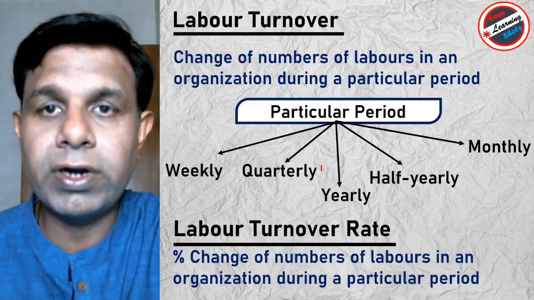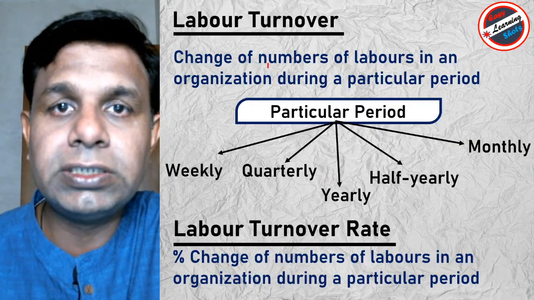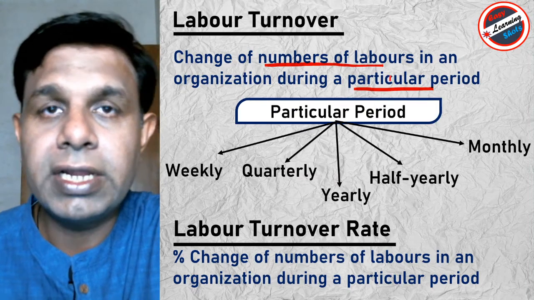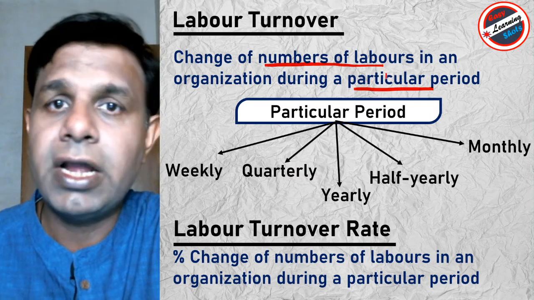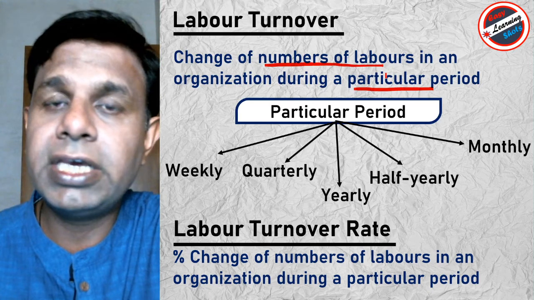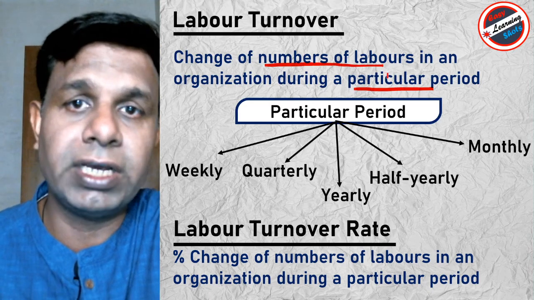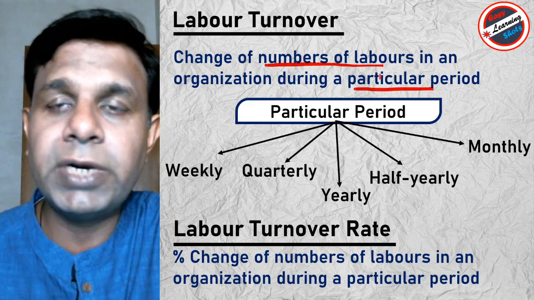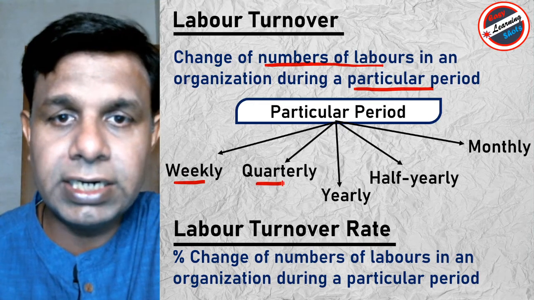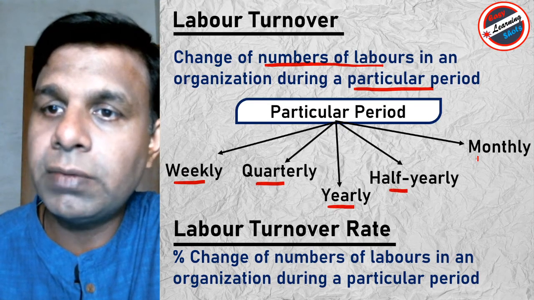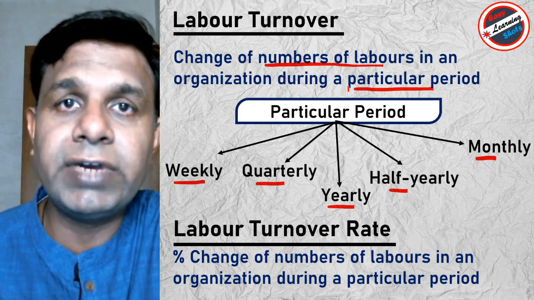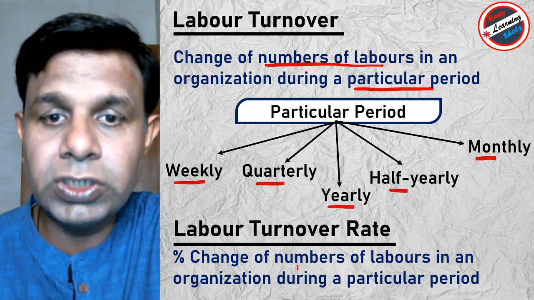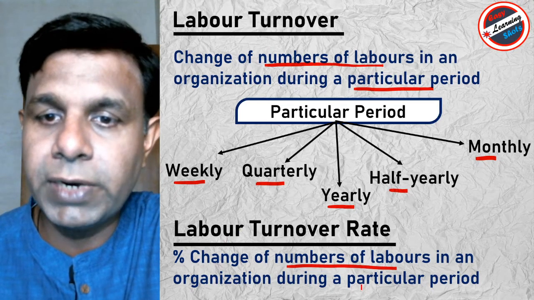Now first we understand what is labor turnover. Labor turnover means change of number of laborers in an organization during a particular period. Now in any organization or company, the number of laborers is never fixed. They keep on changing because workers keep on moving. So this labor turnover is calculated during a particular period, and this period may be weekly, monthly, quarterly, half yearly or yearly. Now when we calculate labor turnover in percentage, it is known as labor turnover rate, and it is the percentage change of number of laborers in an organization during a particular period.